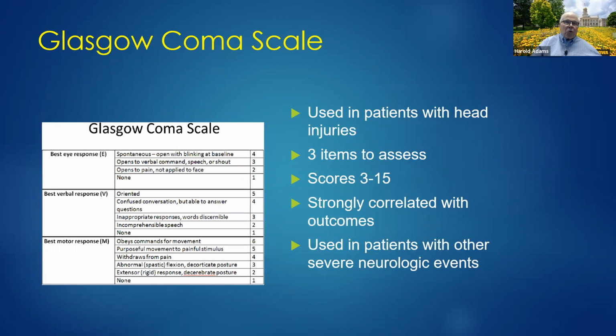Now, the Glasgow Coma scale, I've mentioned before, is generally used in patients with head injuries. It basically has the same format, if you look at it, as the NIH stroke scale. There are only 3 items to a test: eye response, verbal response, motor response. Obviously, if a patient is intubated, the verbal response becomes moot, and you'll have to just score the other 2 components.